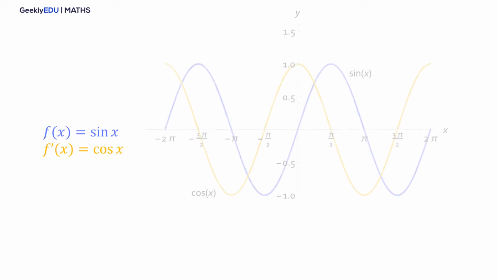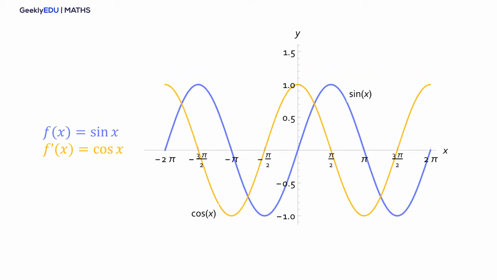Representing the function sine and the derivative of the function, cosine of x, we can see the rate of change of the function sine depending on x. In this graph, the blue line is the function sine and the orange one is the derivative of it, cosine of x.